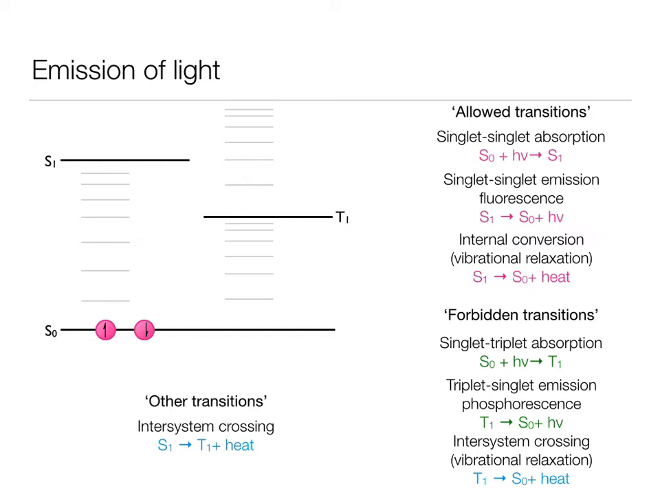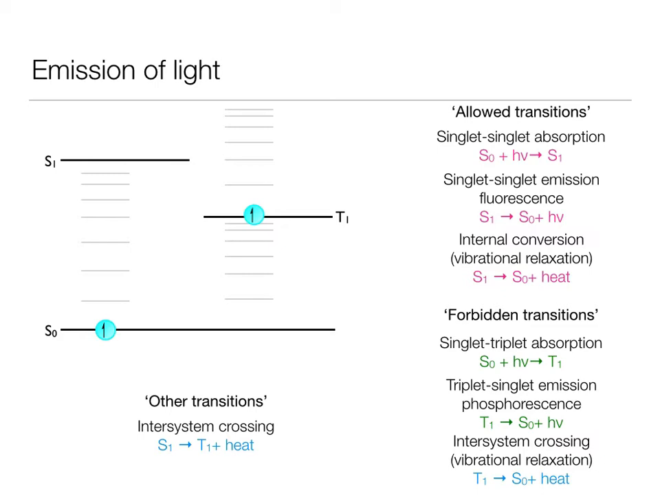To populate my triplet state in the first place, I have intersystem crossing. This just is my singlet going into my triplet. And I've demonstrated each of these cases here. So I can have just singlet absorption. I can have vibrational relaxation. And I really can't manage to get my triplet absorption. It's very low intensity. But if I have a triplet, I can have vibrational relaxation, and then I can have internal conversion and vibrational relaxation down in my intersystem crossing.